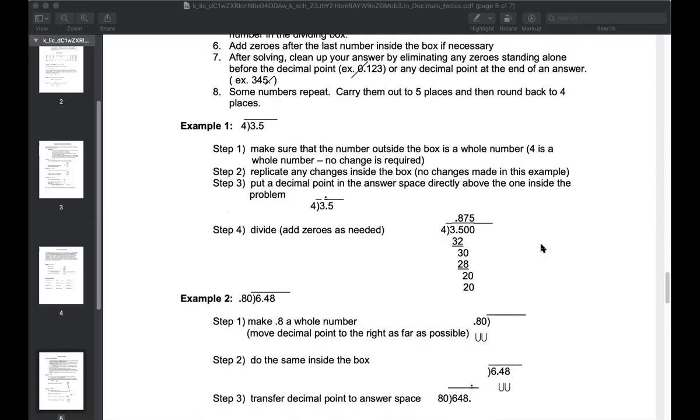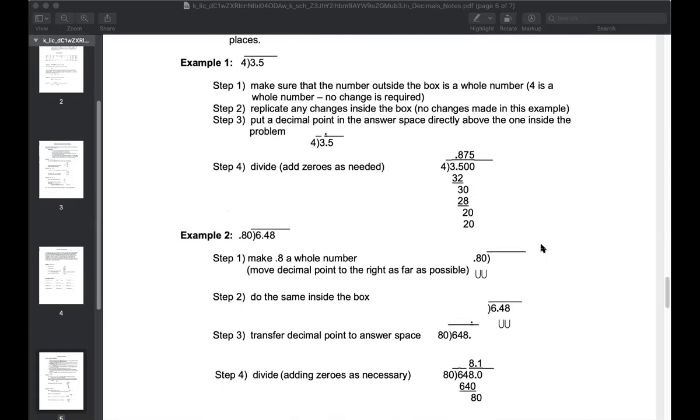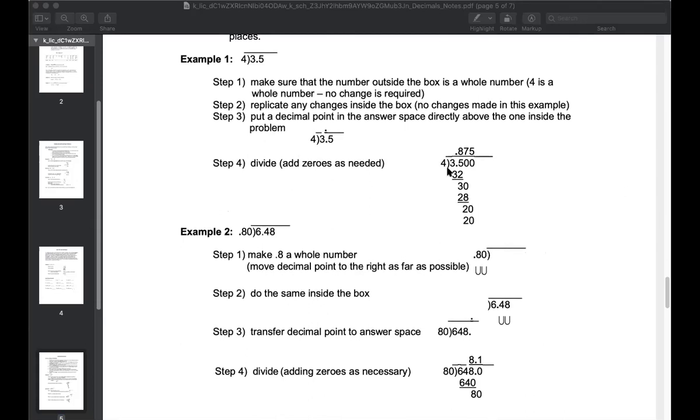Move it up a little bit. So in example number 1, we only have a decimal in our dividend. The dividend is the number inside the box, or the number that is being divided, right? This is our dividend. So we have 3.5. There's a decimal in that number already. We don't need to change anything about that number. It's fine the way that it is because it's in the dividend, right?